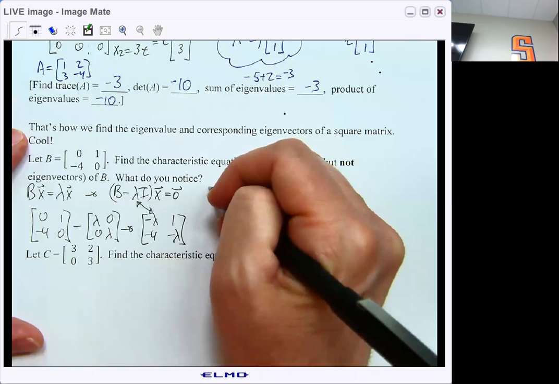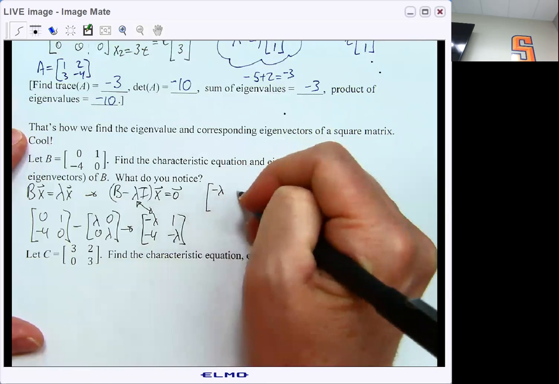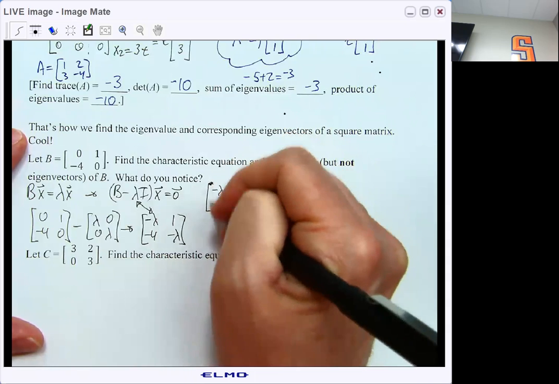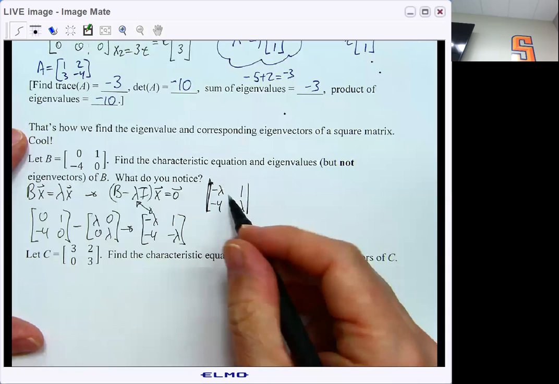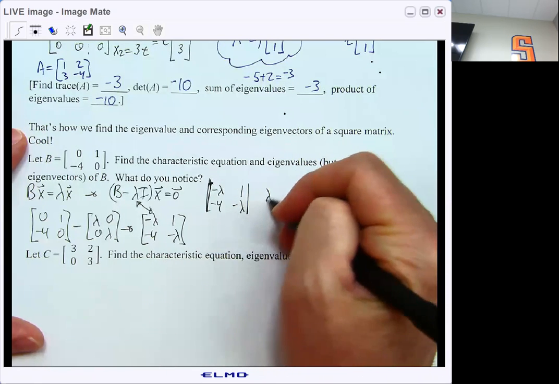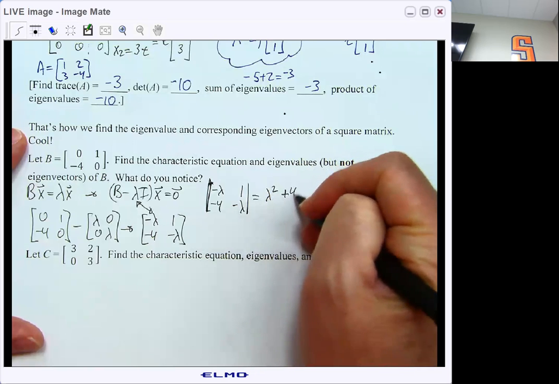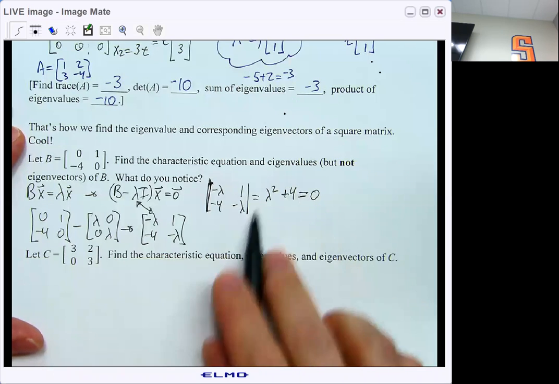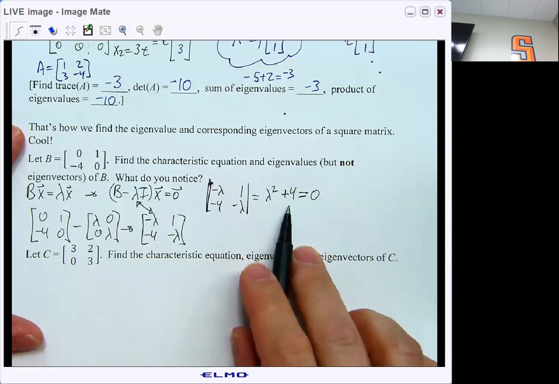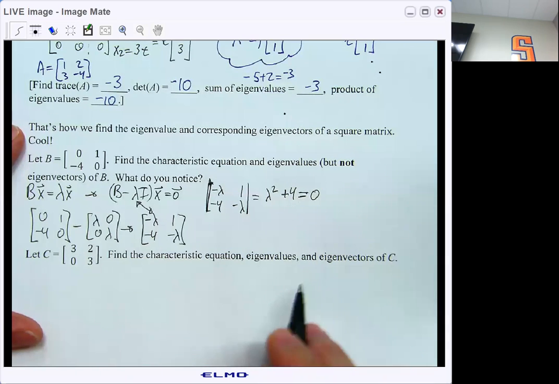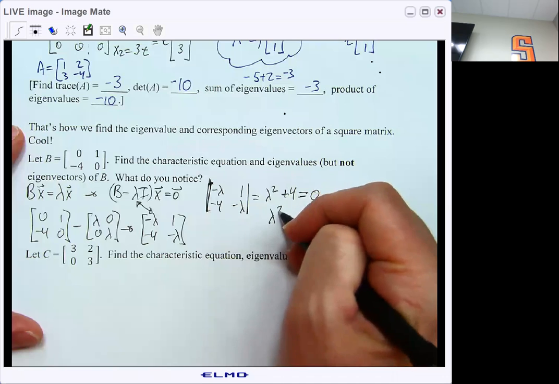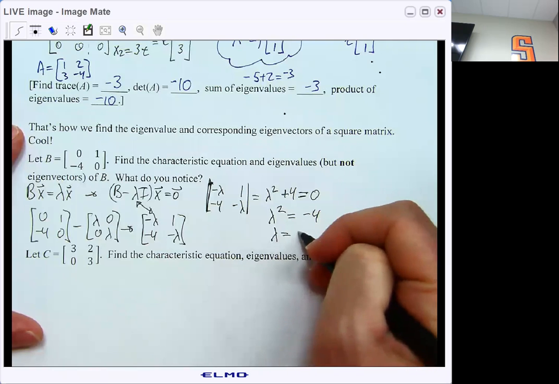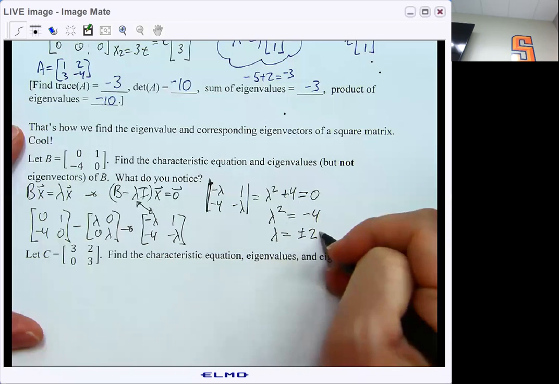And if we take that guy, so negative lambda, 1, negative 4, and negative lambda, and we do his determinant, we're going to get lambda squared plus 4. And if we set that determinant equals 0 to get the interesting stuff, we will find our characteristic equation here. But what do you notice about the values of lambda that will make that true? Well, as we've seen before, lambda squared equals negative 4, so lambda would equal plus or minus 2i.